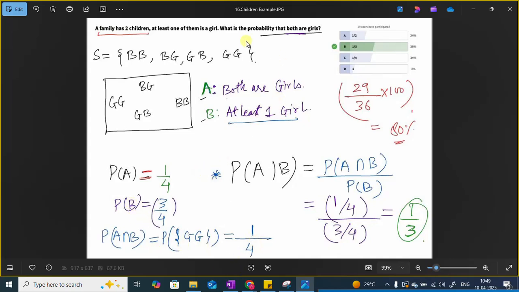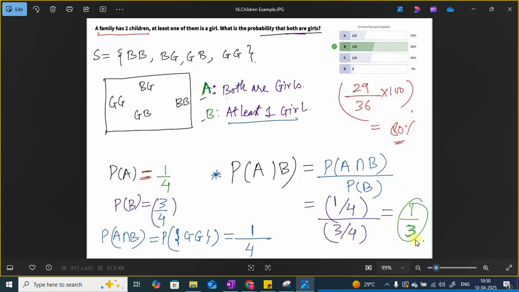Now what is the question? The question is: given that at least one of them is a girl, what is the probability that both are girls? So both are girls means A, provided at least one of them is a girl, that is B. So find the probability of A given B, according to the formula I explained at the initial time in today's class: P of A intersection B divided by P of B. That is 1 by 4 divided by 3 by 4, which is nothing but 1 by 3.